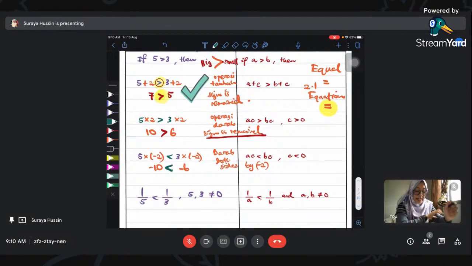So here you will see, yes, you know that negative 6 is bigger, but you should not compare with this inequality. What you should compare is the original: 5 is greater than 3. Do you remember this is the statement: if 5 is greater than 3, then. I want you to focus only on this part.